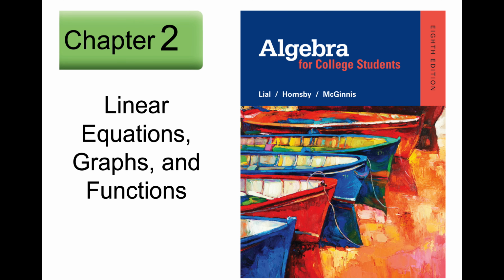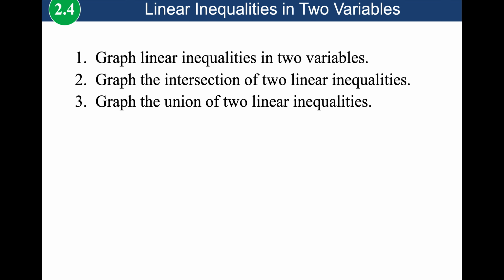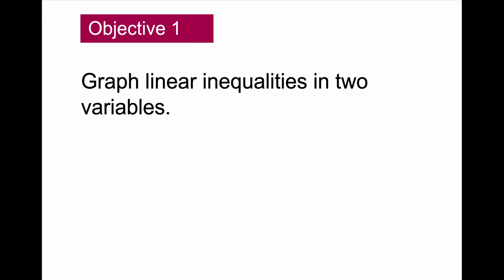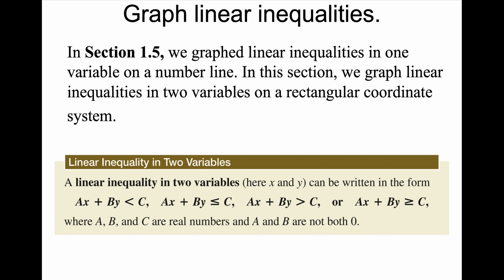So we're going to take a look at continuing in chapter 2 and looking at inequalities in two variables, as well as the intersection and the union of two linear inequalities. In section 1.5, we talked about graphing linear inequalities in one variable. So we utilized the number line to graph these. In this section, we're going to graph them in the coordinate plane with the x and the y axis.